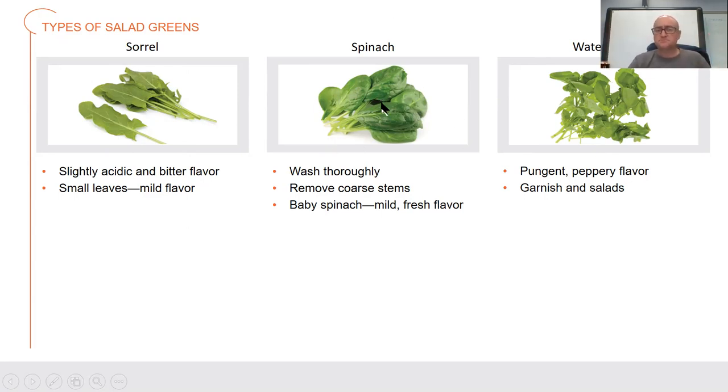Spinach, depending on what kind it is, baby spinach is great for salads. If you want to cook it, don't spend the money on baby spinach to cook. Just buy the curly spinach, which is the big, broadleaf spinach. It cooks a lot better and holds up texture wise.